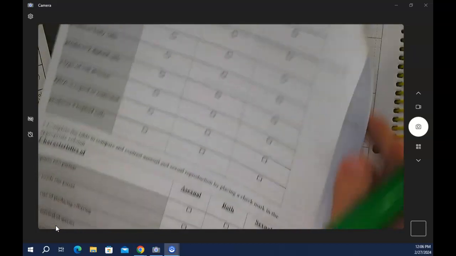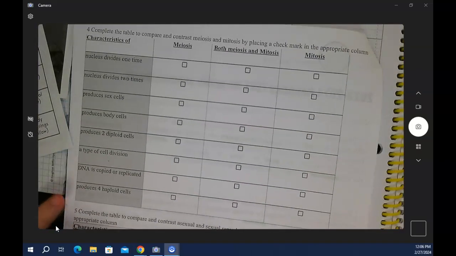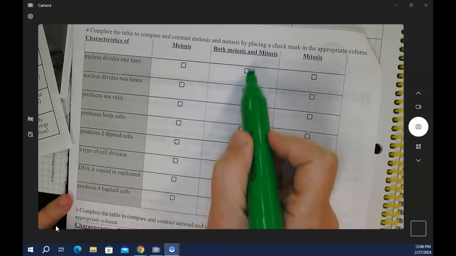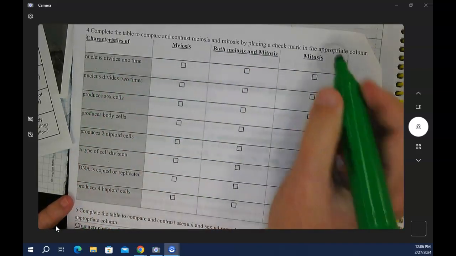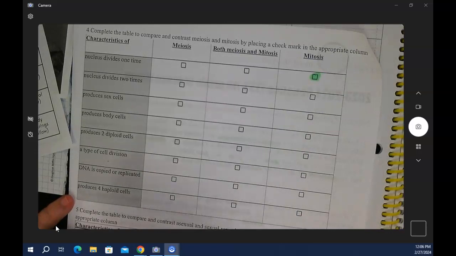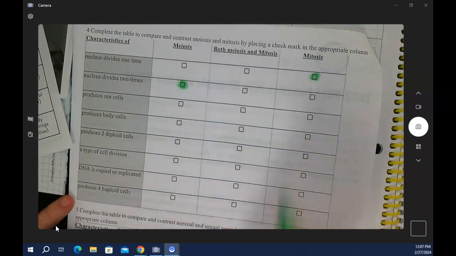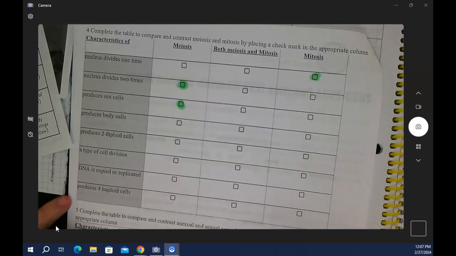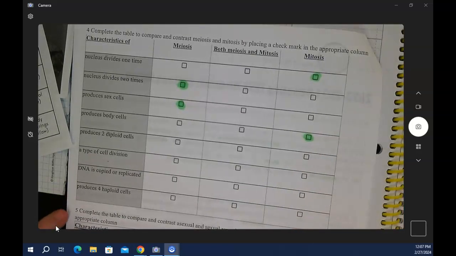The second part, there were 8 possible answers. So whatever number you got, that's how many you got right. We are comparing meiosis and mitosis, and these would be qualities of both. Having the nucleus divide 1 time would be mitosis. A nucleus that divides 2 times is involved in meiosis. Produces sex cells, meiosis. Produces body cells, or sometimes called somatic cells, mitosis.